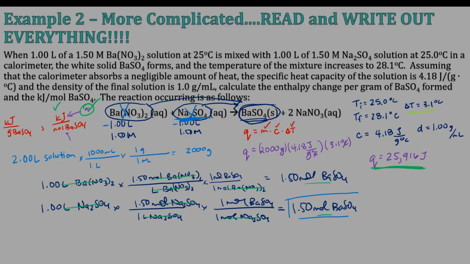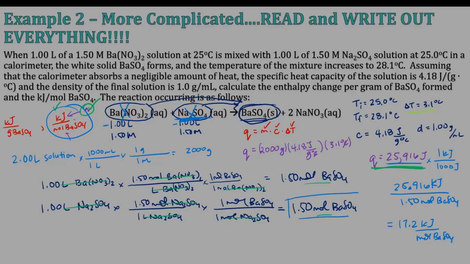All right, so then to find kilojoules per mole, I'm just going to take this value and divide by 1,000, because there's 1,000 joules in 1 kilojoule, and that's going to give me 25.916 kilojoules, and I'm going to divide that by 1.50 moles of barium sulfate so that I get kilojoules per mole. That's what I want. What I end up finding is that I get 17.2 kilojoules per mole of barium sulfate.